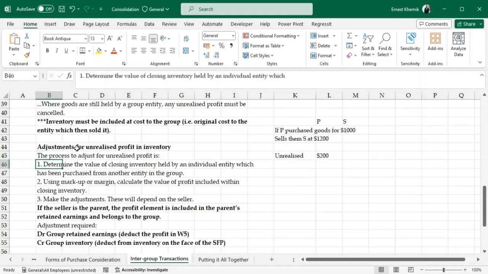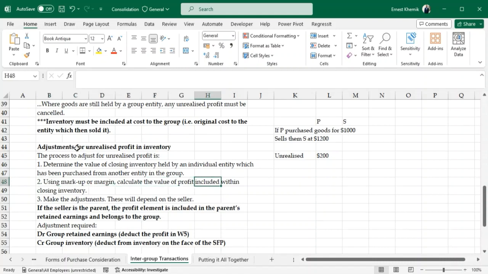So what we do is that first we determine the value of the closing inventory held by an individual entity which has been purchased from another entity within the group. So there must be inventory remaining, and that inventory must have been bought within the group. Then secondly, we use markup or margin to calculate the value of profits included within the closing inventory.